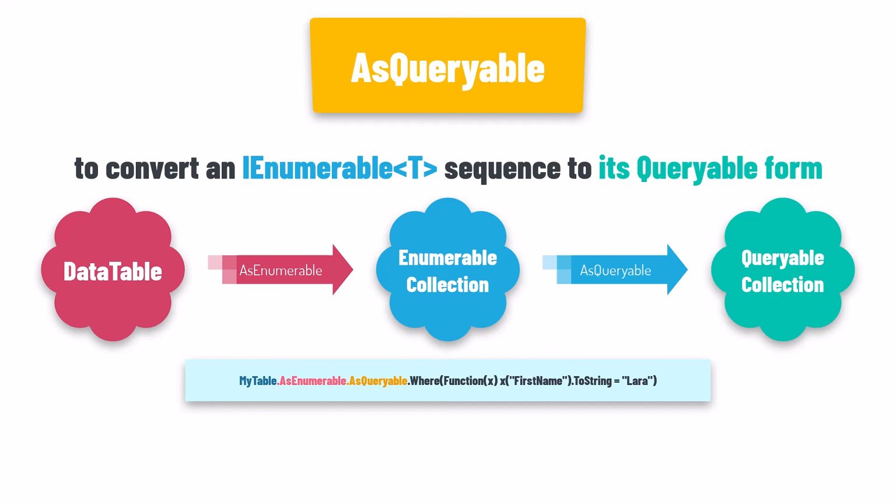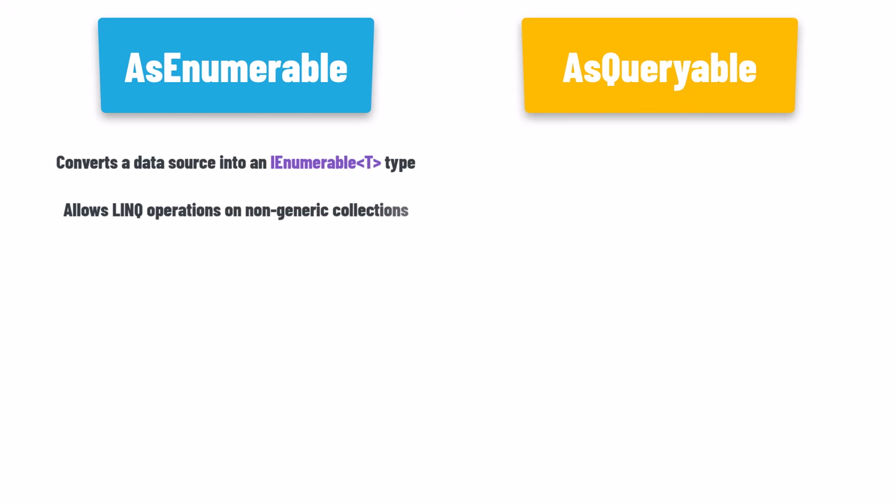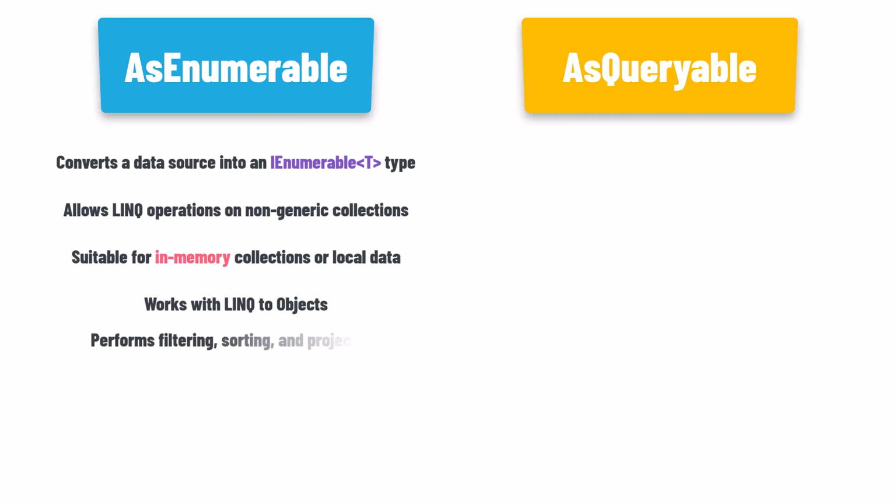Let's now summarize the differences between both methods, and when to use each method. I will start with the AsEnumerable method. This converts a data source into an IEnumerable of T type. Allows LINQ operations on non-generic collections. Suitable for in-memory collections or local data. Works with LINQ to Objects. For example, it can be used to query lists, arrays, DataTables, XML, dictionaries, etc. Performs filtering, sorting, and projection on the client side.